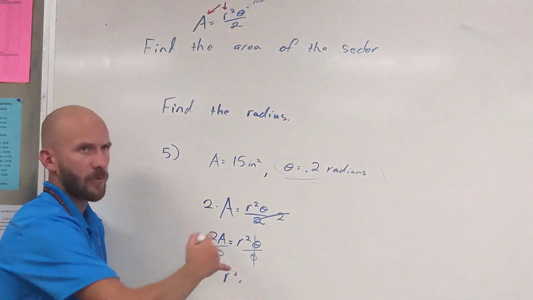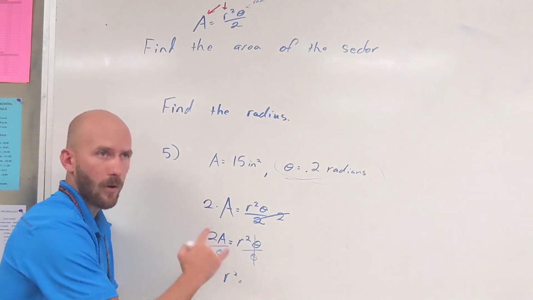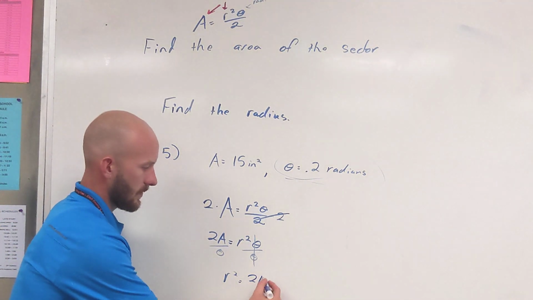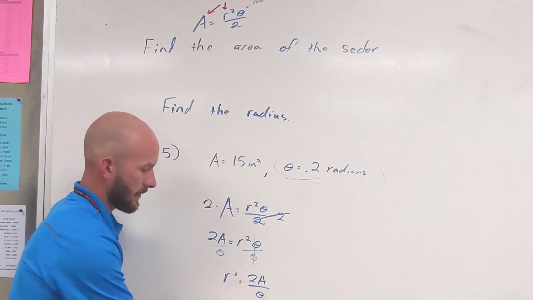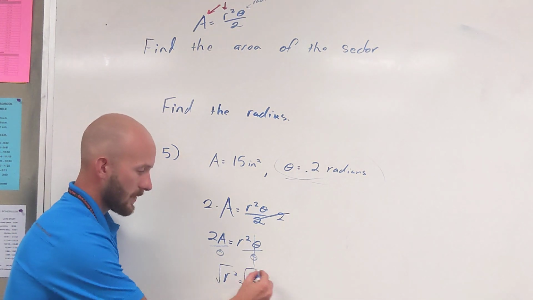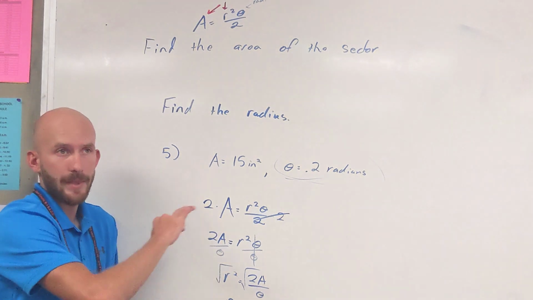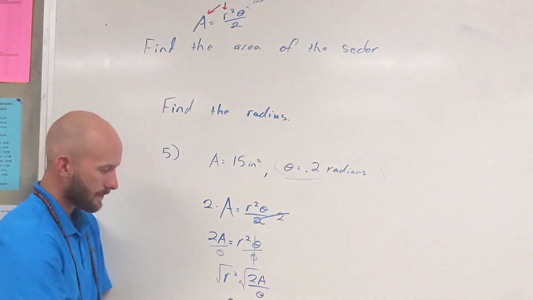So I'm going to flip sides here because since I'm trying to get r, I like to have it on the left when I get done. So that's going to be 2 times the area over theta. And then square root both sides, because I've got r squared, I've got to cancel out the exponent by square rooting.